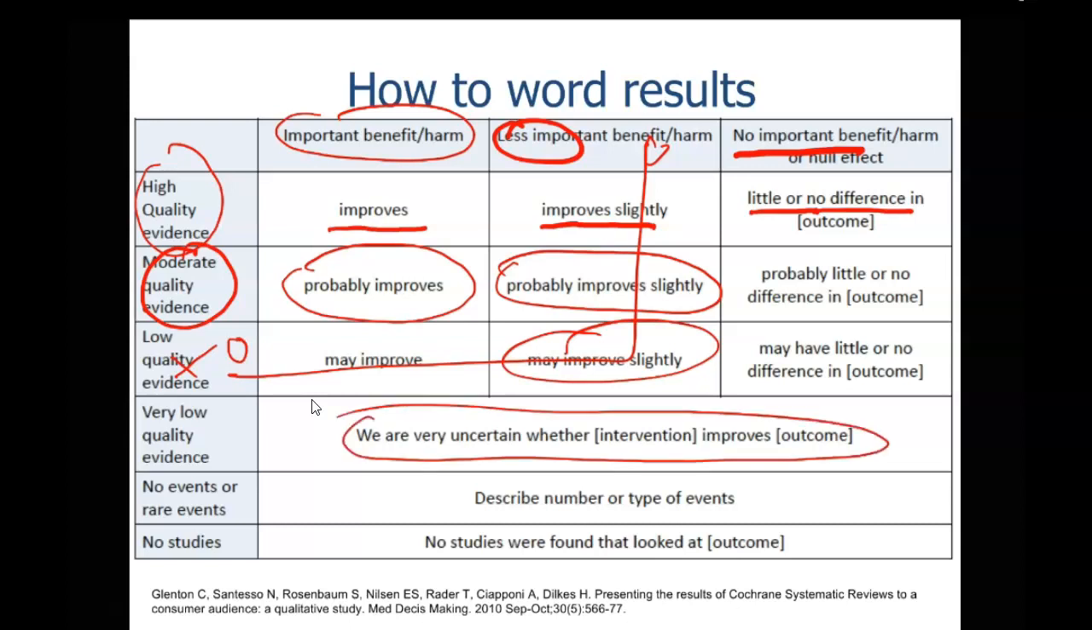it doesn't matter what the level is on the importance of the benefit. It is always very uncertain. So again, it is a formulaic approach to the language about wording results, and for you to word the writing of the results found in a Cochrane summary, that can be really helpful. Understand what some of these hedging words, slightly, probably, little, may improve, and so on, what they mean, because they stand for particular levels of evidence.